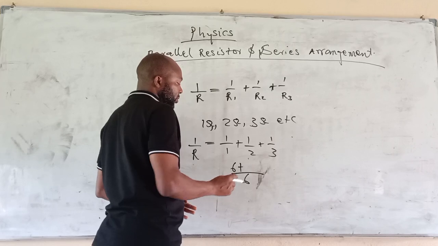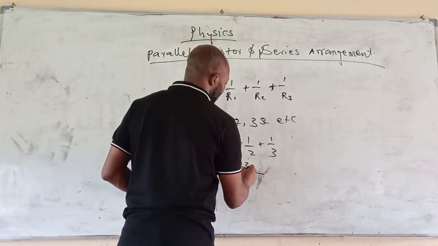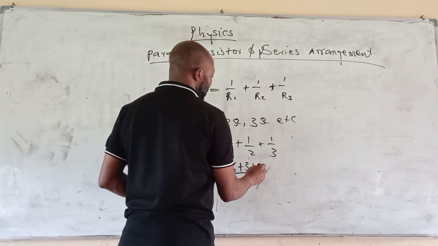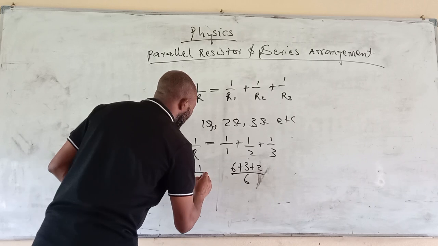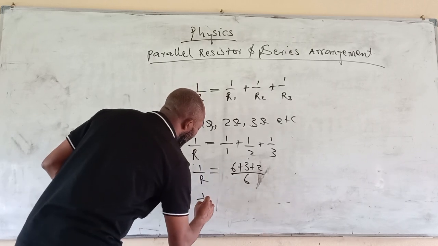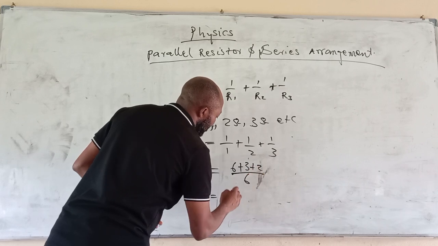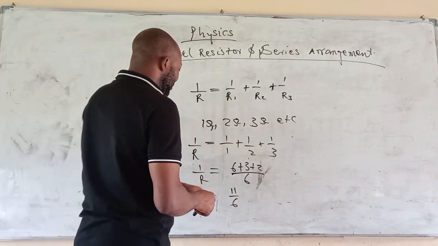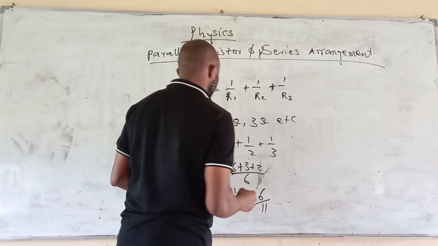Plus 6 divided by 2 is 3, 3 times 1 is 3. Plus 6 divided by 3 is 2, 2 times 1 is 2. So remember, we have 1 over R, which gives us this. So 1 over R will become 6 plus 3 plus 2, which is 11 over 6. The inverse of this becomes 6 over 11.